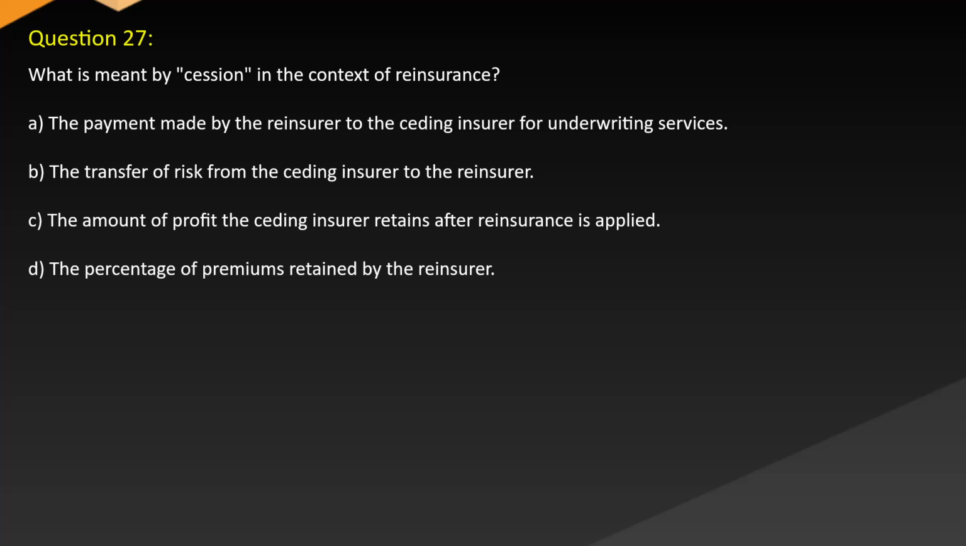Question 27. What is meant by the cession in the context of reinsurance? A. The payment made by the reinsurer to the ceding insurer for underwriting services. B. The transfer of risk from the ceding insurer to the reinsurer. C. The amount of profit the ceding insurer retains after reinsurance is applied. D. The percentage of premiums retained by the reinsurer.